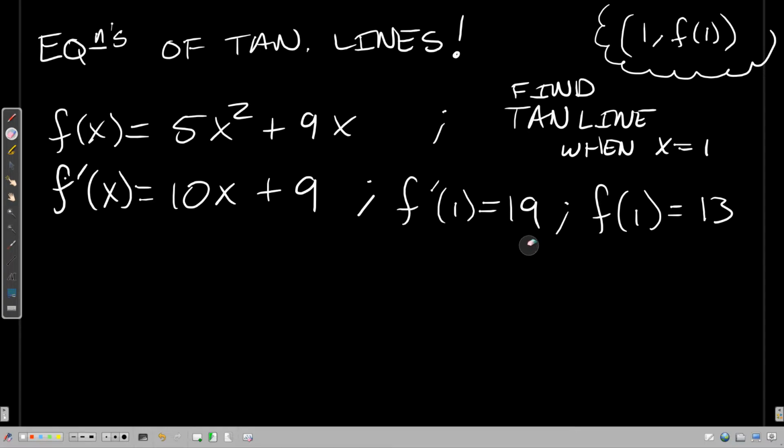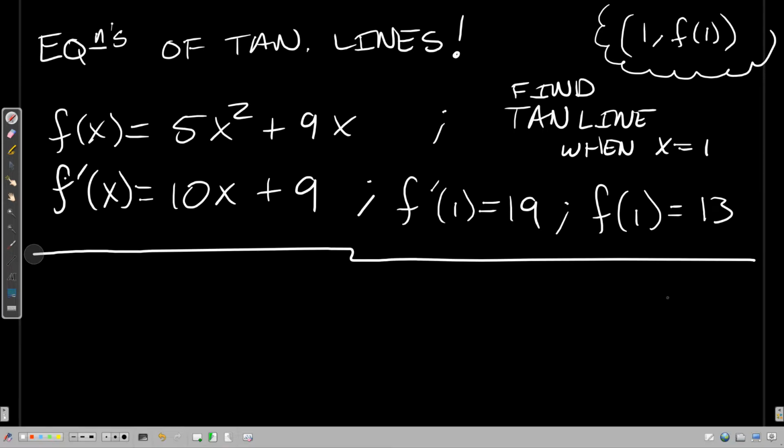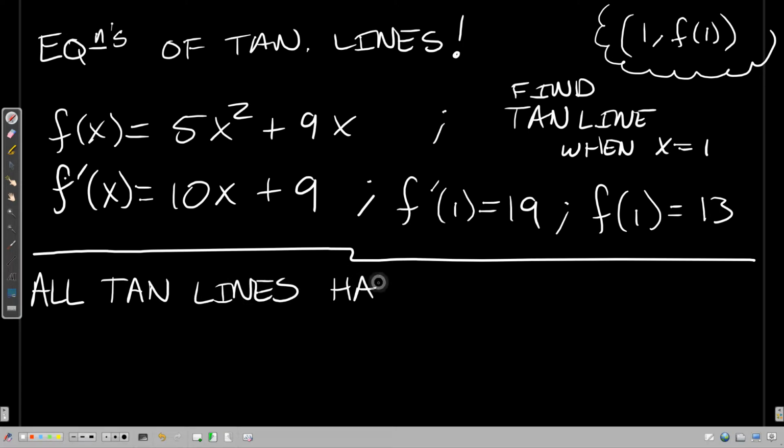Okay, you now have everything you need to write the equation of your tangent line. All tangent lines have this equation. All tangent lines have the following equation.